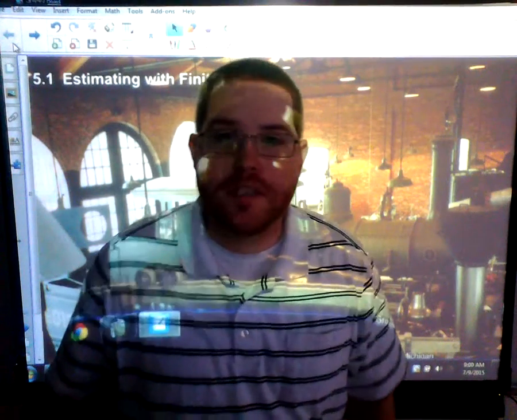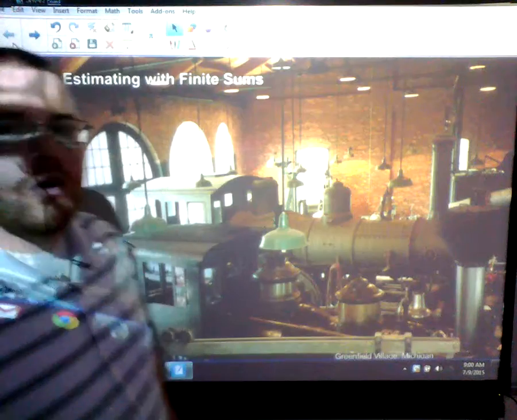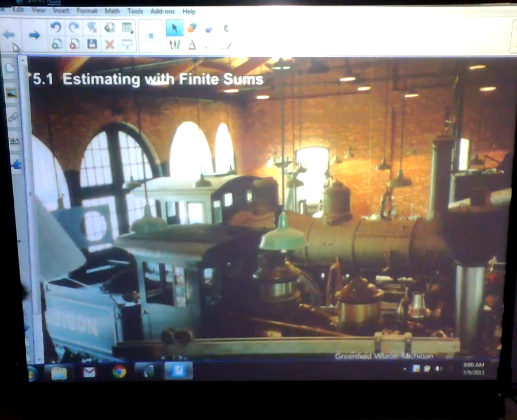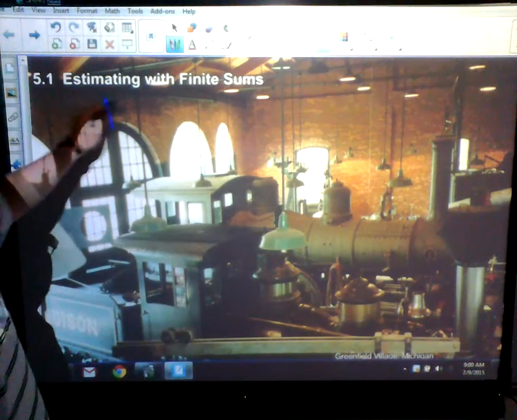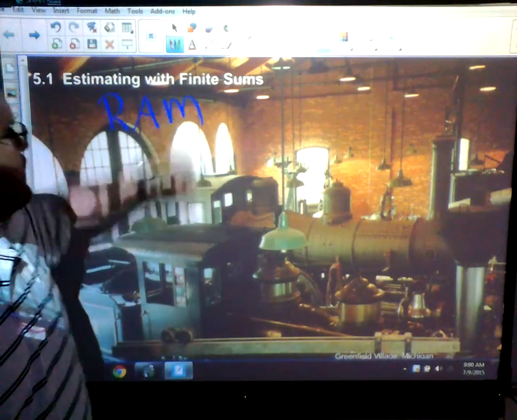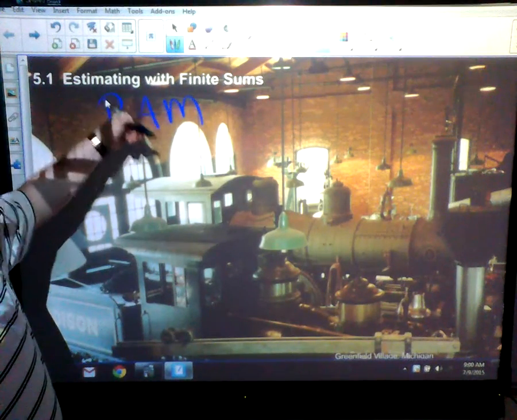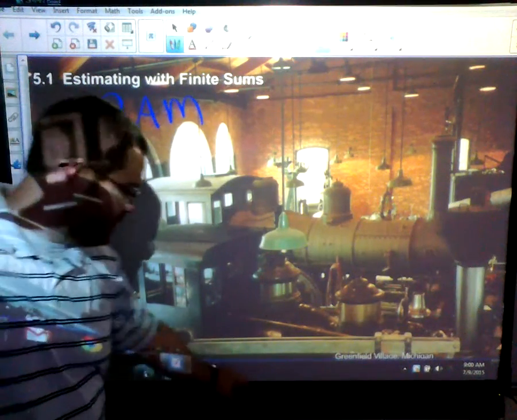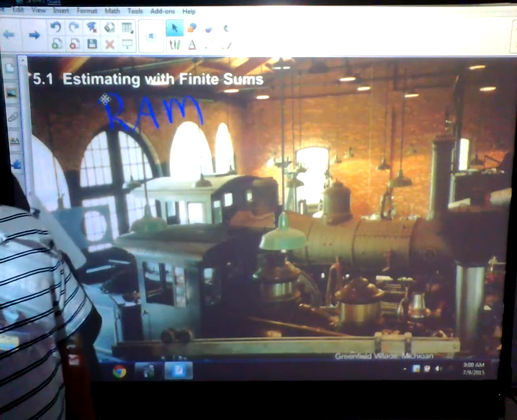Hello everyone and welcome to section 5.1, which is really the second section in chapter 5. It's called Estimating with Finite Sums, or the way that we normally remember this section, I call it RAM. RAM stands for Rectangular Approximation Method. There are a lot of calculations to go with this section, a lot of calculations.